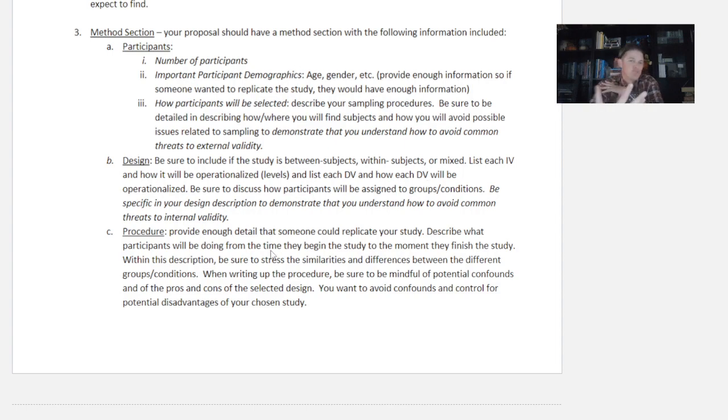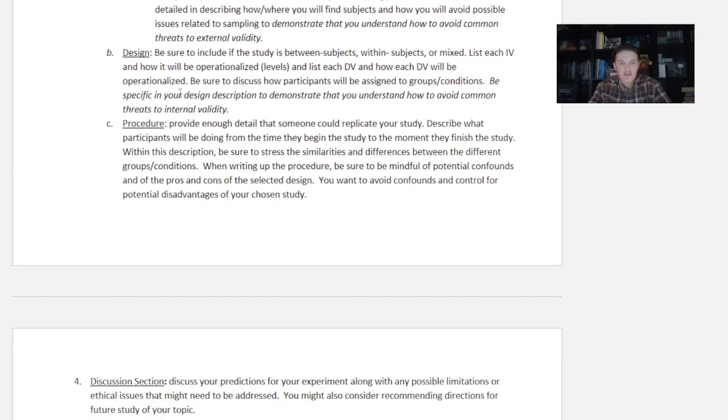This should be a nice, big, robust section of your paper. You should be writing about participants. Who's in your study? What are their demographics? How were they selected? You're going to describe your sampling procedures. You're going to talk a lot about your design. Make sure to tell me what kind of design it is. You're going to give me each variable, how it's operationalized, what the levels are, and how we are going to identify it. Be sure to discuss how participants will be assigned to their groups or conditions. Be specific, right? Show me that you understand and know how to avoid common threats to internal validity.